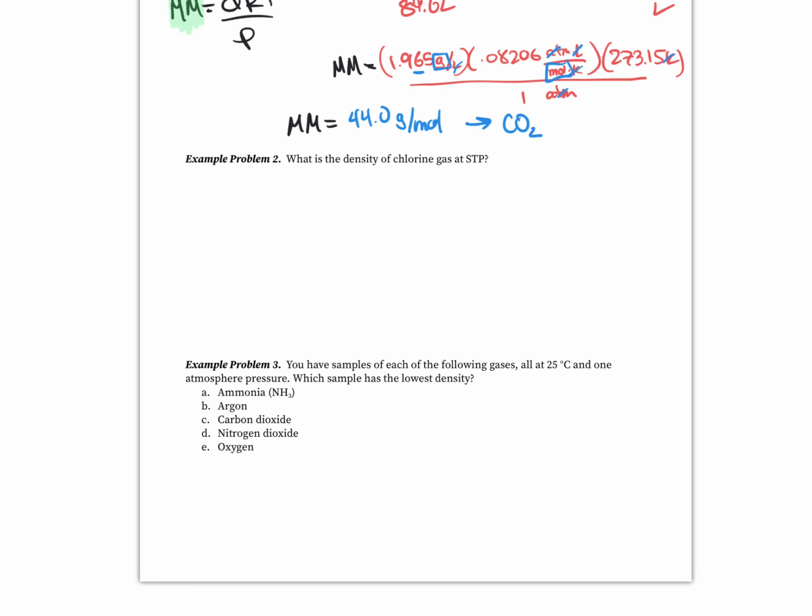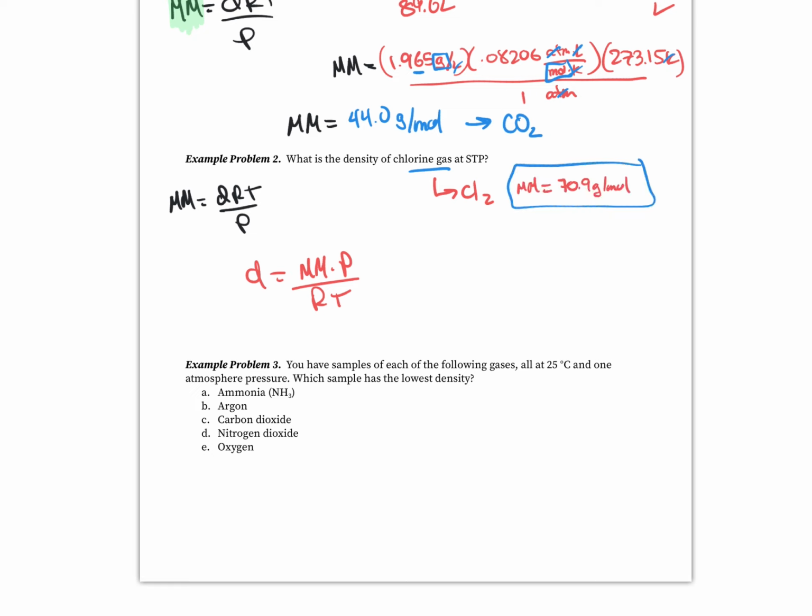In the next problem, we want to know the density of chlorine gas at STP. While I've memorized the meow meow, pee under the dirt equation, we can rearrange this quickly into a density equation, where density is equal to the molar mass times pressure over RT. We just have to remember that chlorine is a diatomic element, so the chemical formula is Cl2, and that means the molar mass is 70.90 grams per mole.